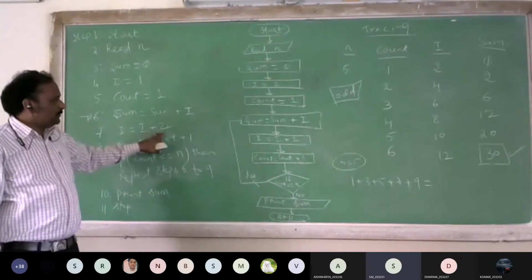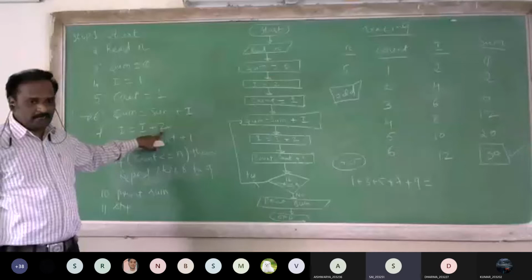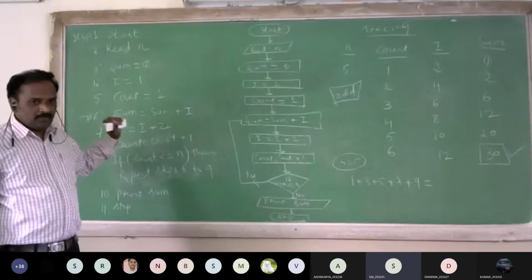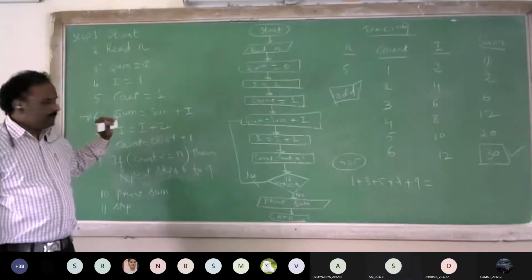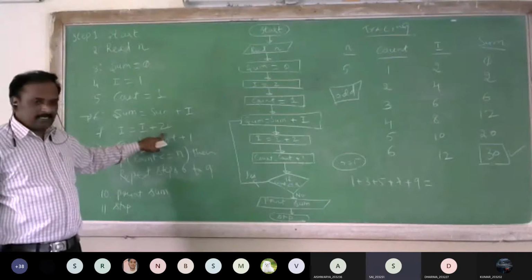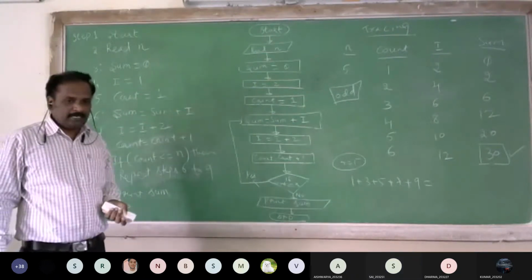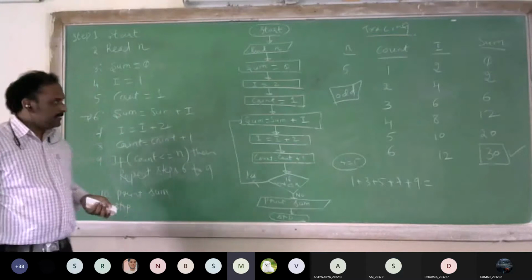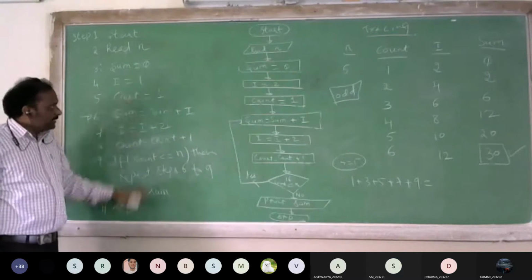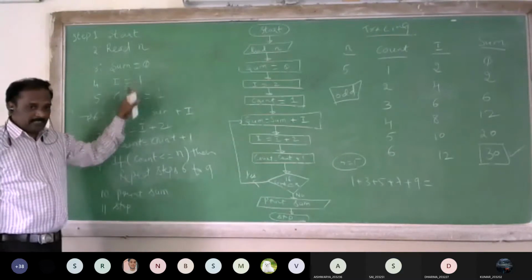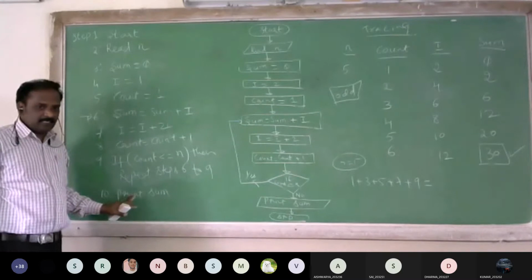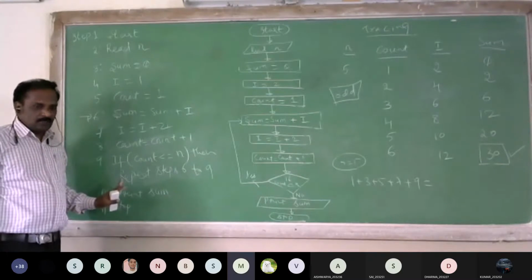Not I is equal to I plus 1, because 1 plus 1 will become only 2. I is equal to I plus 1 means it will become an even number. 1 plus 1 will become 2. 2 is the even number. That's it, I is equal to 1. Is there any changes required? No, sir.